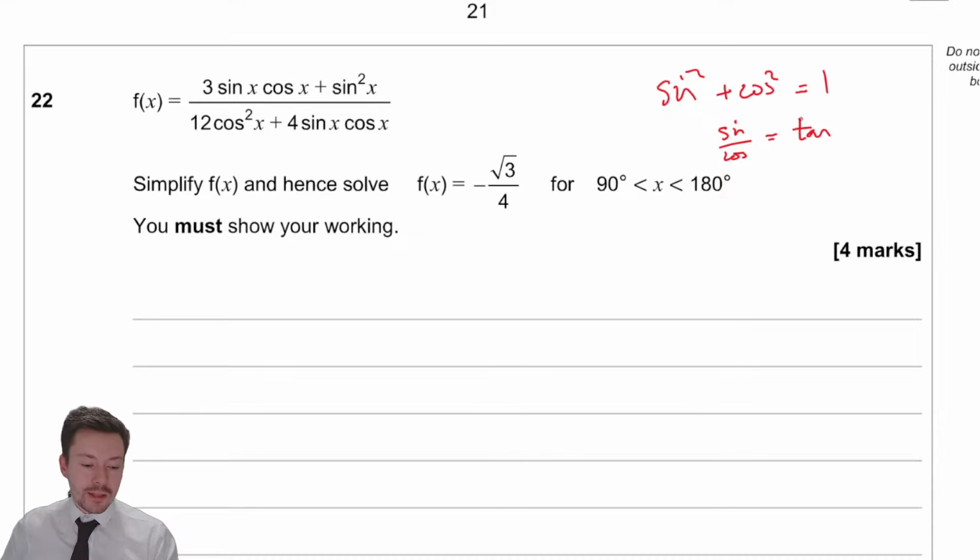Yes, if trig identities isn't on your mock, then yes, this won't be on the mock. Now, these are the main trig identities you need to know for further maths AQA. And looking at this, it's quite difficult to see where you could use these.